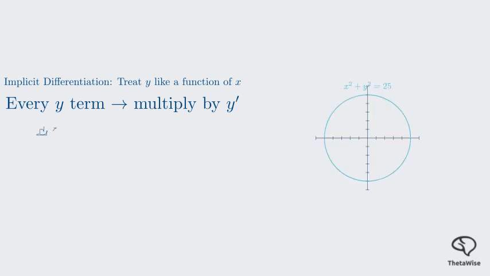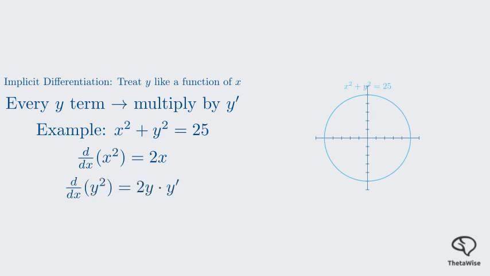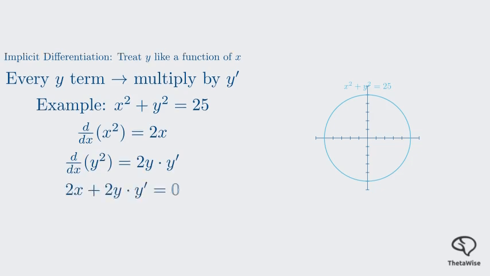Let's find the derivative of this circle equation. We go term by term. The derivative of x squared is just 2x. No surprises there. For y squared, we use the power rule to get 2y. But because it's a y term, we must attach y prime. On the other side, the derivative of 25 is 0.